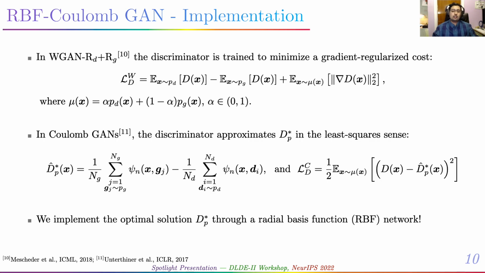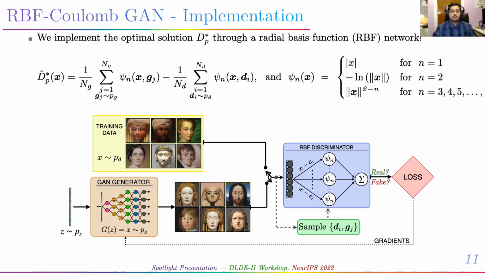We also consider the closed form sample estimate D_P star. However, we implement the solution as an RBF network with predetermined weights. As a result, the training of the generator remains adversarial, which has been shown to improve generated sample quality, and the generator still has access to D_P star, albeit a sample approximation of it. We show that this is superior to the least squares approximation obtained in Coulomb GANs. Given the RBF approach, we name our method RBFCoulombGAN. The current slide depicts the proposed GAN framework.